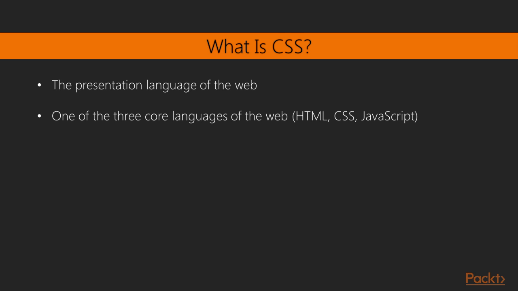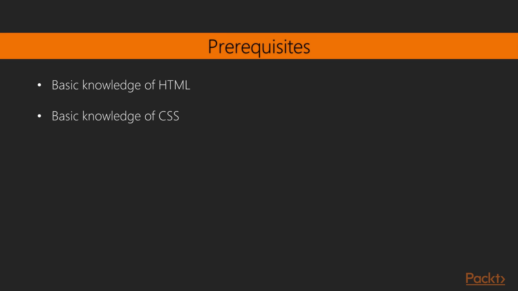CSS is the presentation language of the web. It describes things like the colors, fonts, and layout of your pages. Cascading style sheets, along with HTML and JavaScript, are the three core languages of the web. The more you know about all three of them, the better off you'll be. There are some basic prerequisites.